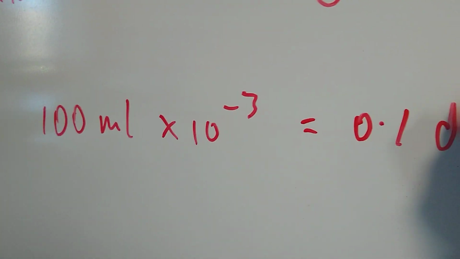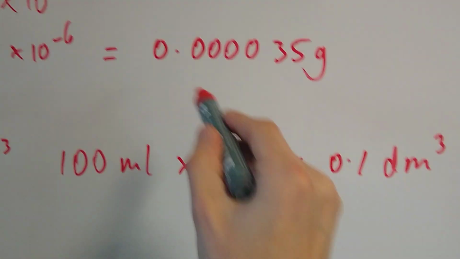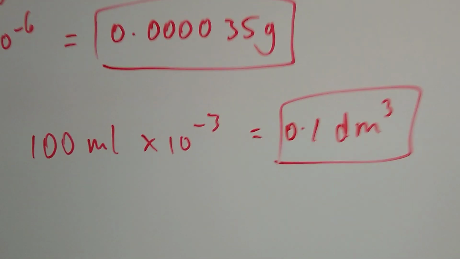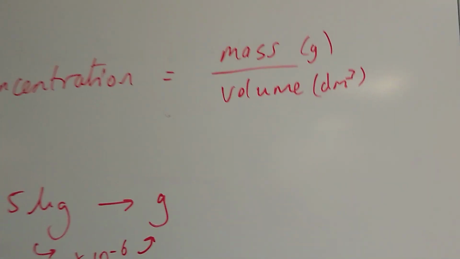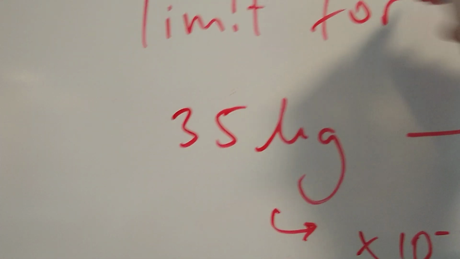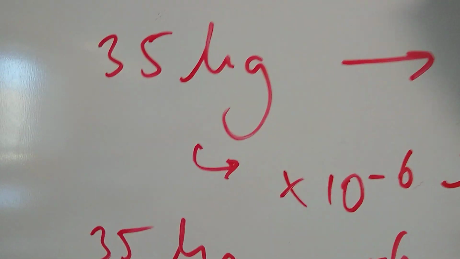Okay, so it's going to be 0.1 decimeters cubed. Okay, so now we've got these two things here. We've got our mass and we've got our volume, to put into this formula here. And this is all for the limit for, what was it? Yeah, breath. That's the limit for breath.